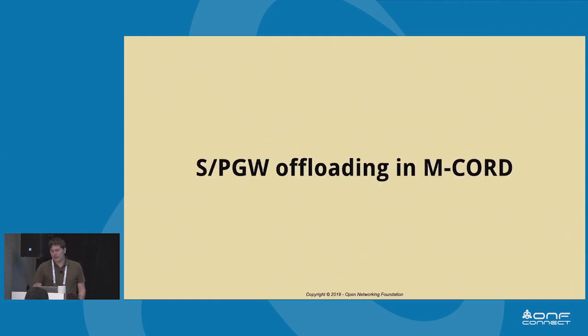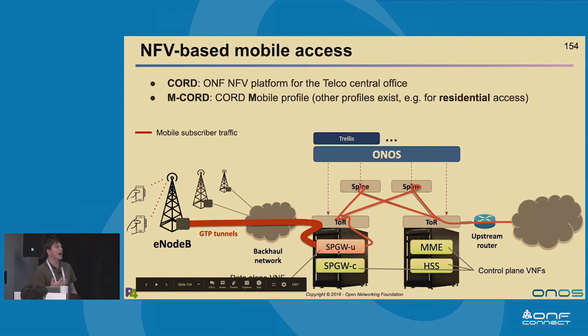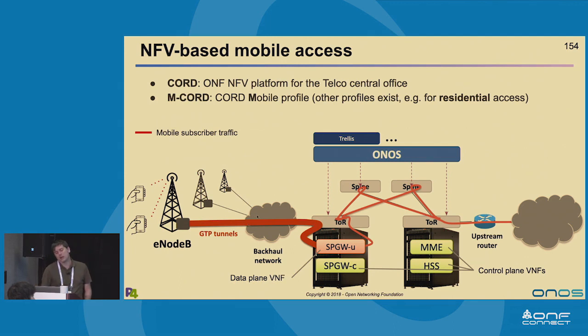Another example of VNF offloading is that of a serving and packet gateway. A serving and packet gateway is a box that performs very similar functions to a BNG, but for the mobile world. Essentially, it provides ways to terminate GTP tunnels. These are tunnels established by the base station to the serving and packet gateway, and are used to carry user traffic, subscriber traffic.